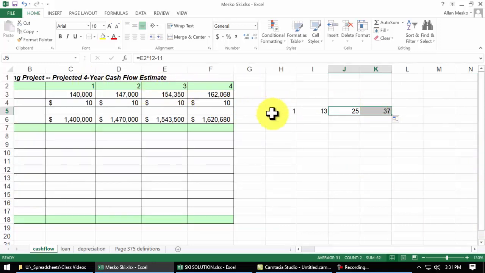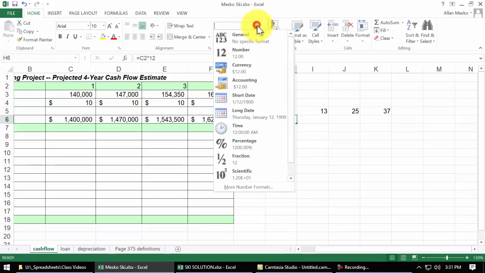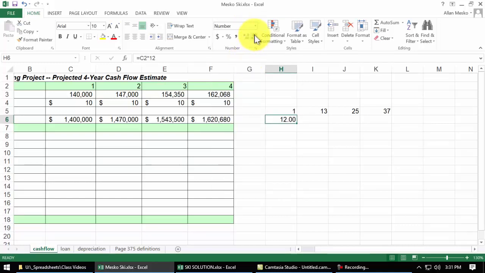To find the last period, we just take the year times 12. So here, we would just take C2 times 12. And that says that's the 12th year. We don't want it as currency. We want it just as a plain number with no decimal points. So that's the last period of the year, and we should get 24, 36, and 48.